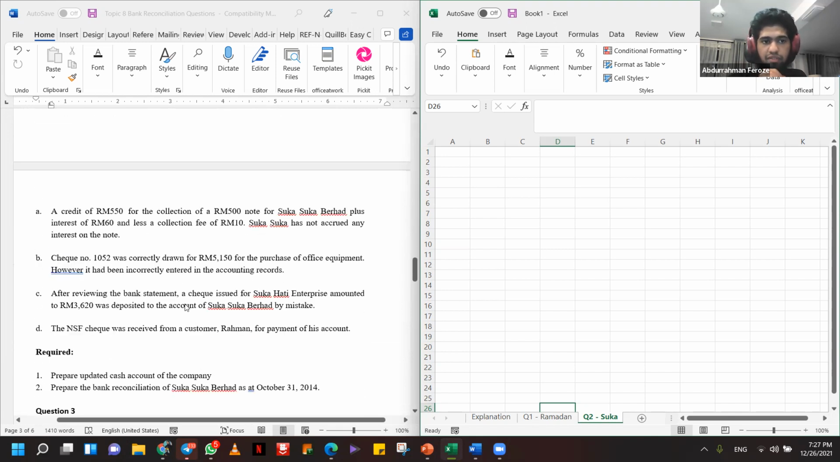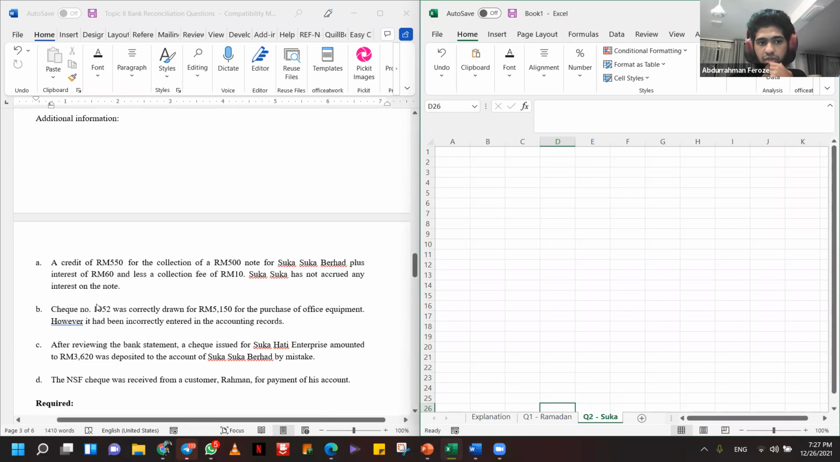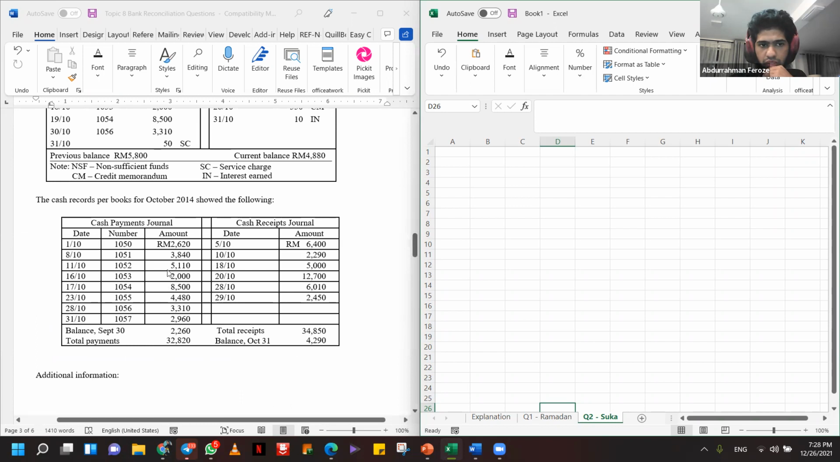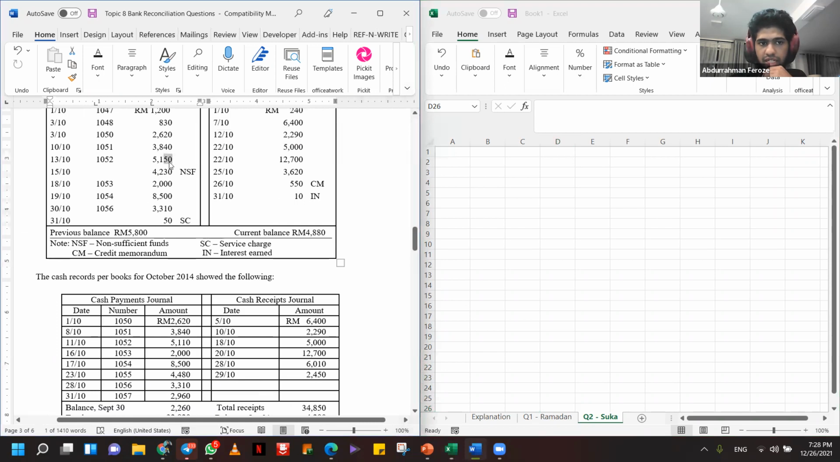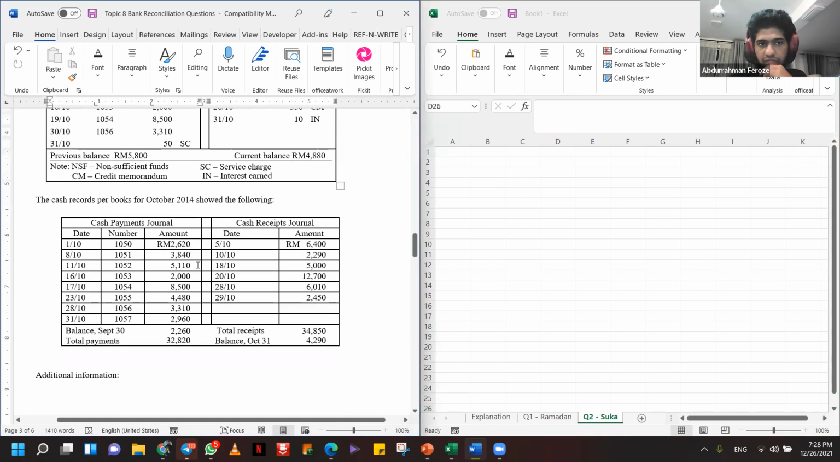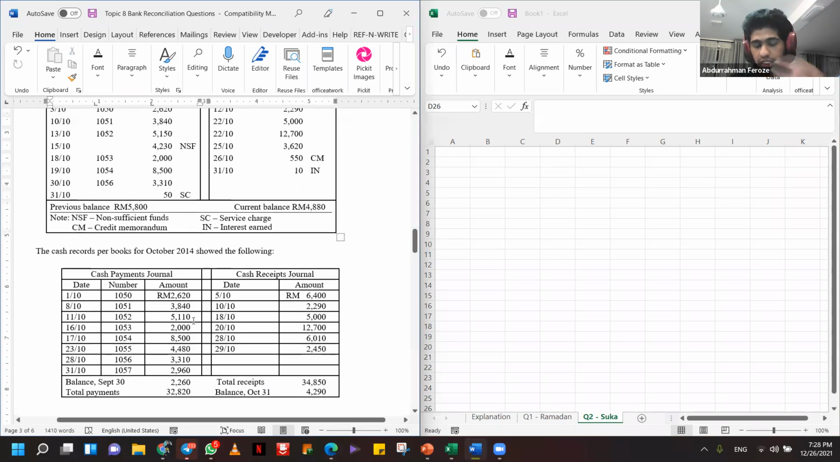And then they give us this additional information, which is a credit of 550 for the collection of a 500 ringgit note for Suka Suka Berhad, plus interest of 60, plus a collection fee of 10. Suka Suka has not accrued any interest on that note. Check number 1052 was correctly drawn for 5,150 for the purchase of office equipment. However, it has been incorrectly entered into the accounting records as 5,110. So here it's 5,150, which is the correct amount in the bank statement, but in the cash book they have recorded 5,110, which is a mistake.